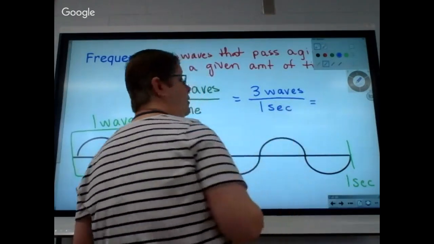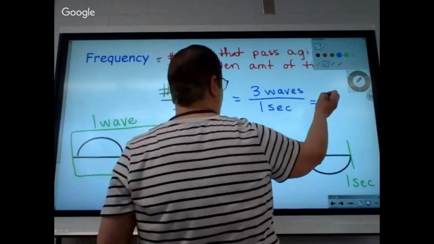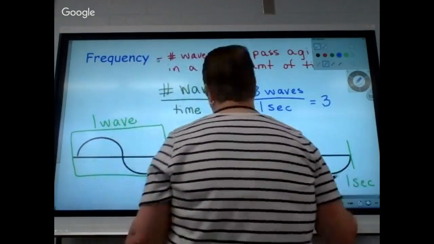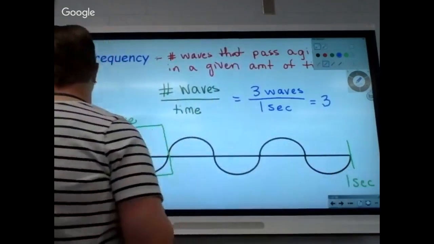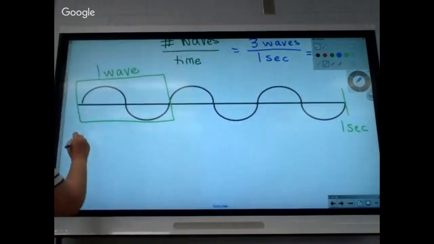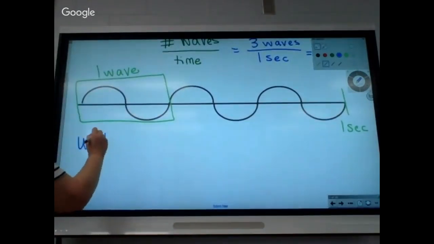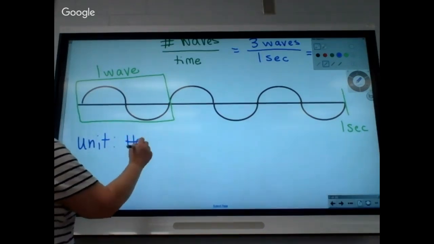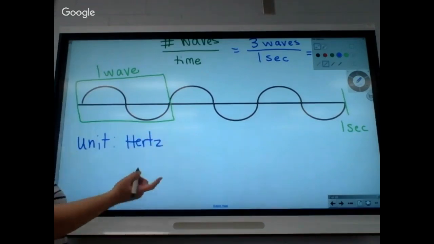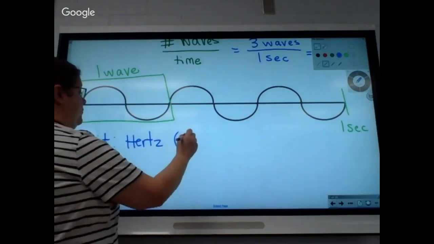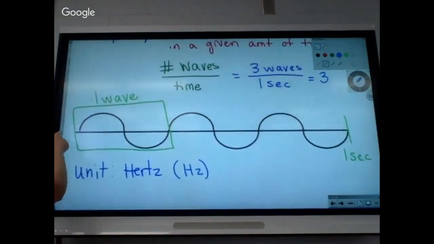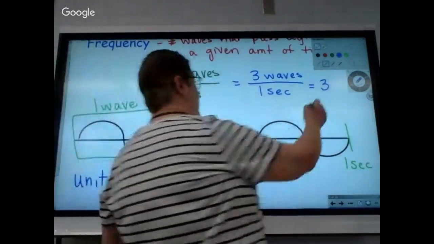Okay? So, my number of waves over my time gives me a frequency of 3. So, what is my unit? Waves over seconds. Now, we can do meters over seconds. However, we like to give it a new unit. Physics teachers do. I could care less. All right? The unit for frequency is a hertz. So, we write 3 Hz.